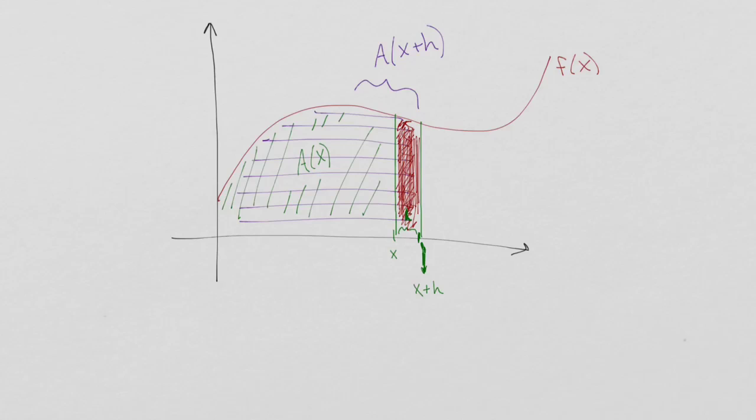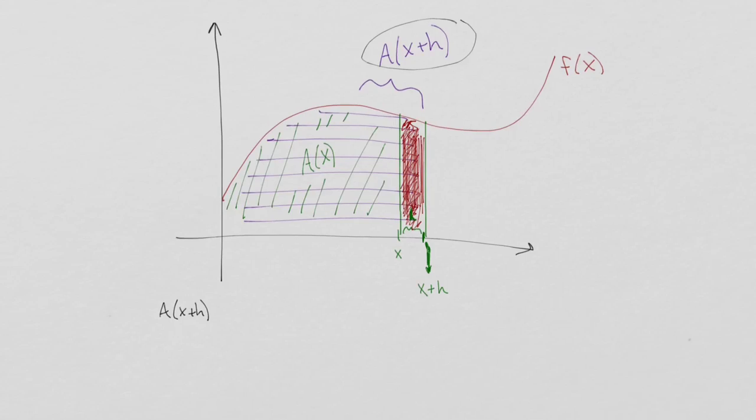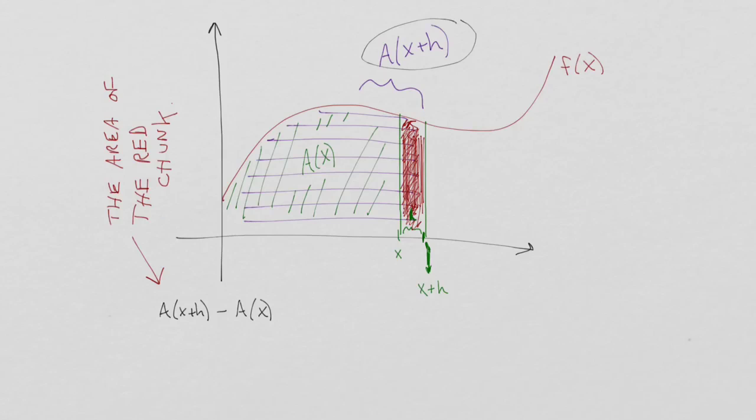What would I do if I want to find the area of this thing? Well, I would go ahead and take the area of the whole thing, which is A of x plus h. That's the area of all of this stuff. And then what I would do is get rid of all of this stuff, which I've called A of x. So that's the simple difference between A of x plus h and A of x. So for clarity's sake, what we're finding is the area of the red chunk: A of x plus h minus A of x.